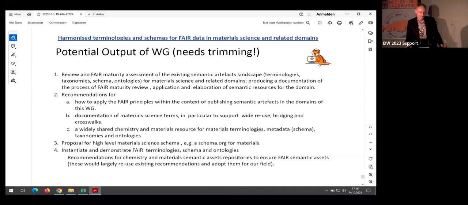So hence the trimming aspect. How do we go from the wish list to something which is really focused enough to be achievable in an international effort and with international agreement in that time frame? That's where we are at the moment, but hopefully we'll conclude that very soon and submit that. But any feedback would be, of course, extremely welcome.